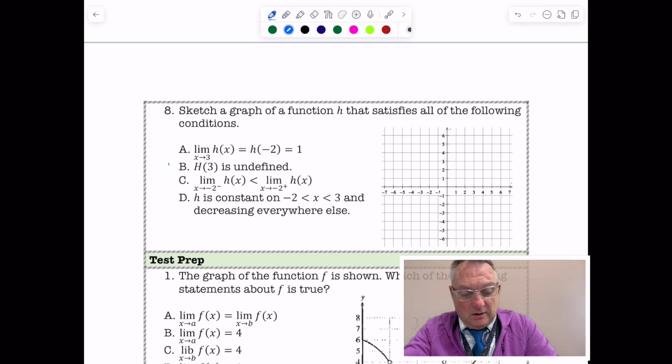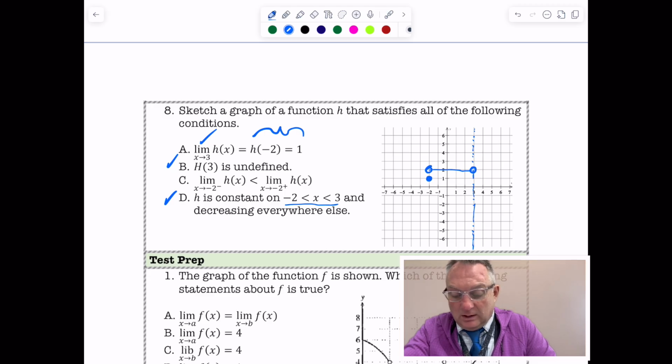The limit as x approaches 3 is the same as h of -2, which is 1. So I've got the point negative 2, 1, right there. Okay? And the limit as x approaches 3 is equal to that. Oh, so what I'm going to have to do is move that horizontal line because I need the limit as it approaches 3 to equal this. So I'm going to move this down, like I said. I knew it was horizontal, but I knew I might have to move it. I just put it there to start.